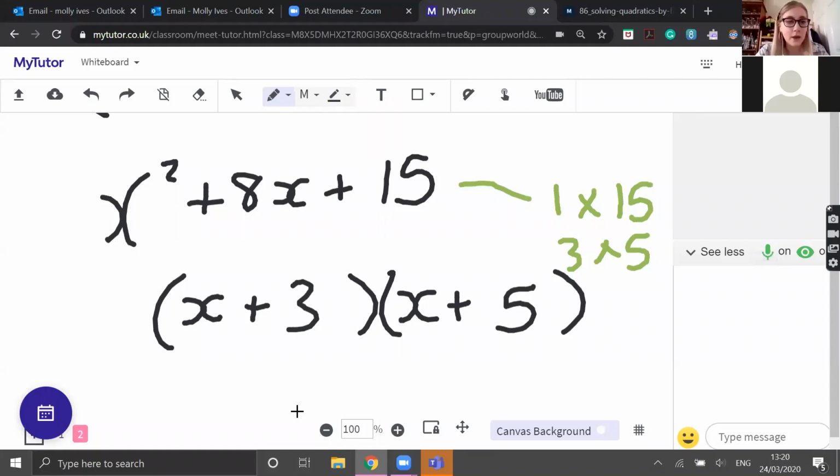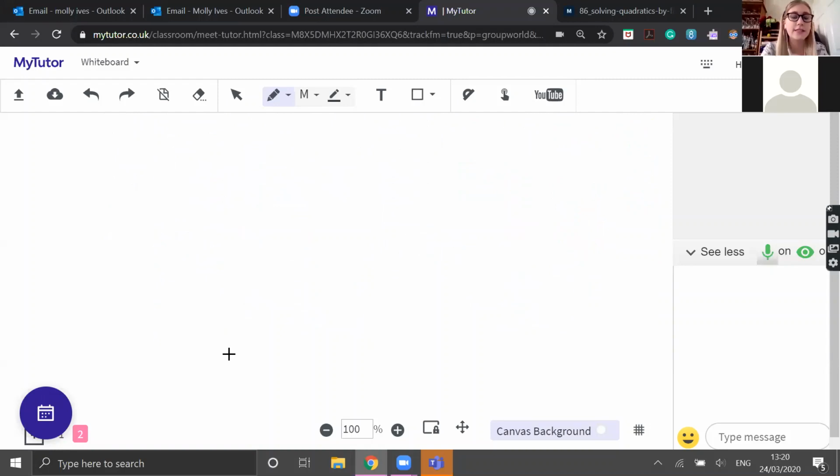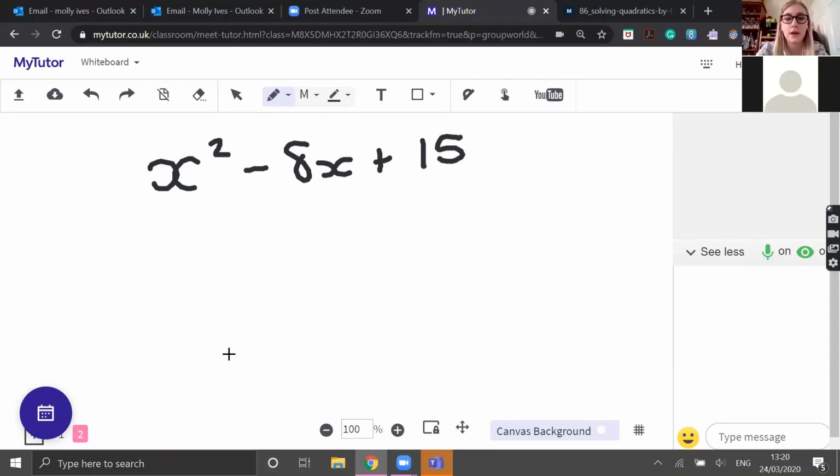Brilliant, well done. Okay, now on a kind of similar thought, what if we had x squared minus 8x plus 15? Now this one's different because, well, we know that our brackets, because it's just an x squared, we know that it's going to be x and x. But now the signs are going to be different.